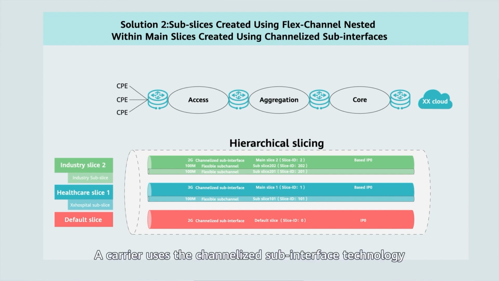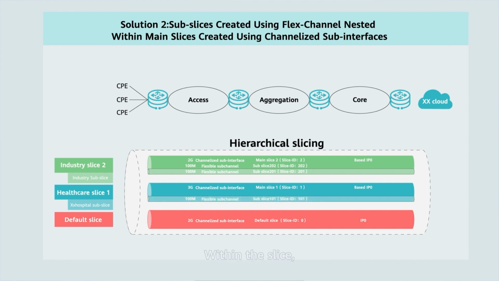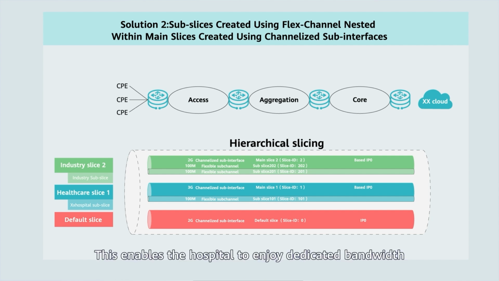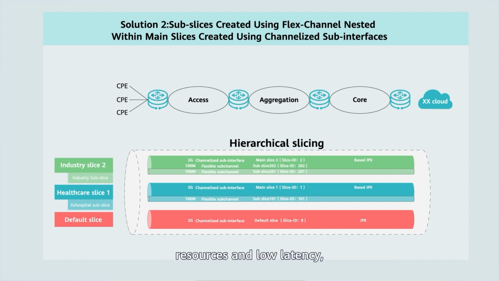A carrier uses the channelized sub-interface technology to provide a 3 gigabit per second bandwidth slice for the healthcare industry. Within the slice, the carrier also uses Flex channel to create a 100 megabit per second bandwidth sub-slice for a specific hospital. This enables the hospital to enjoy dedicated bandwidth resources and low latency, without being affected by services of other hospitals, which are carried by the main slice.